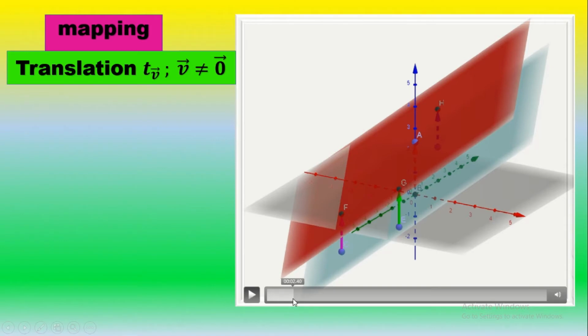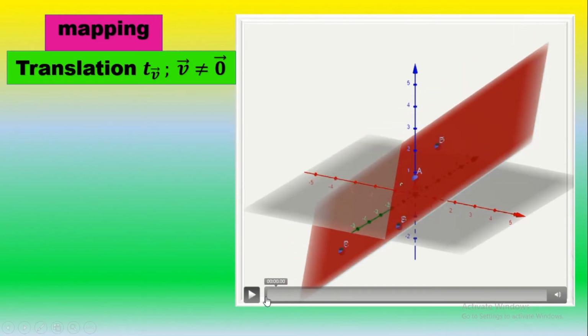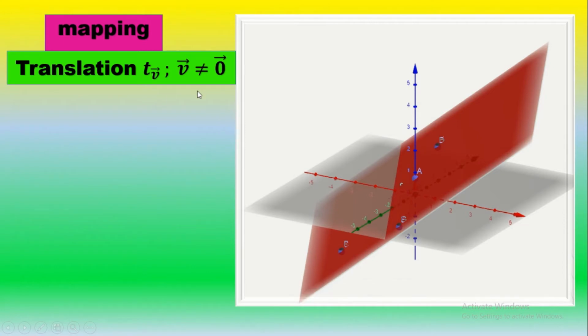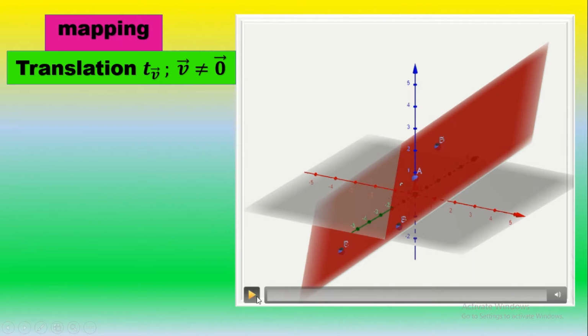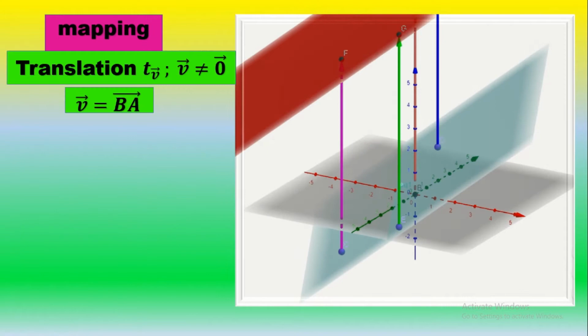If we say it's 0, we should say that the plane remains in its place. There will be no translation if the translation vector is 0. So it should be completely different from 0. Well, let's learn more about this translation.